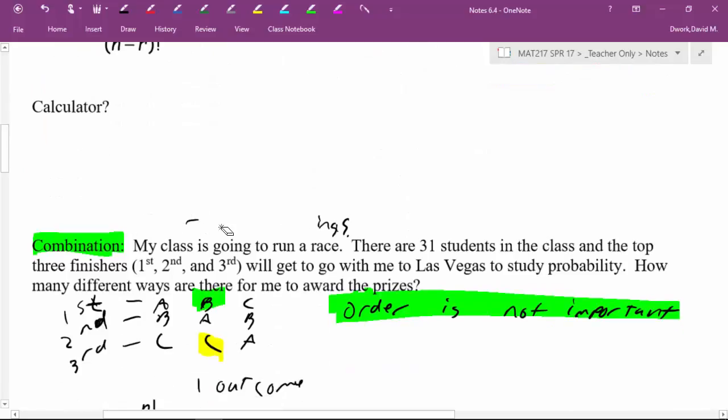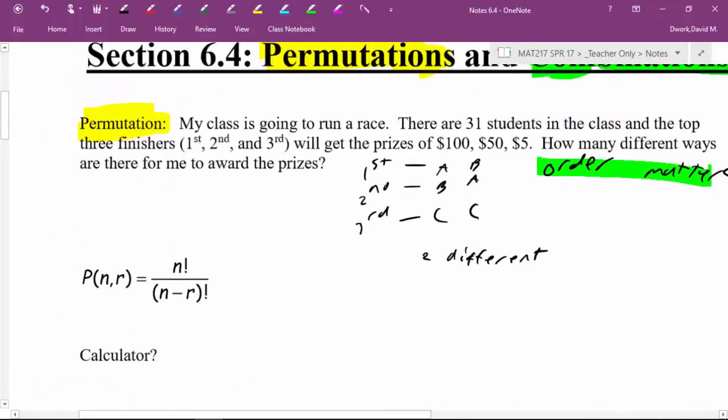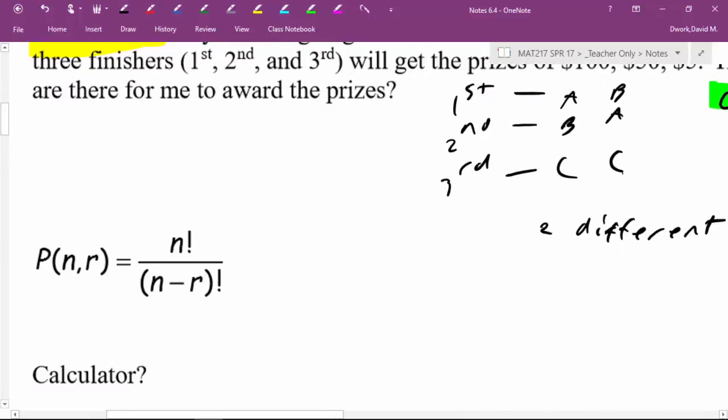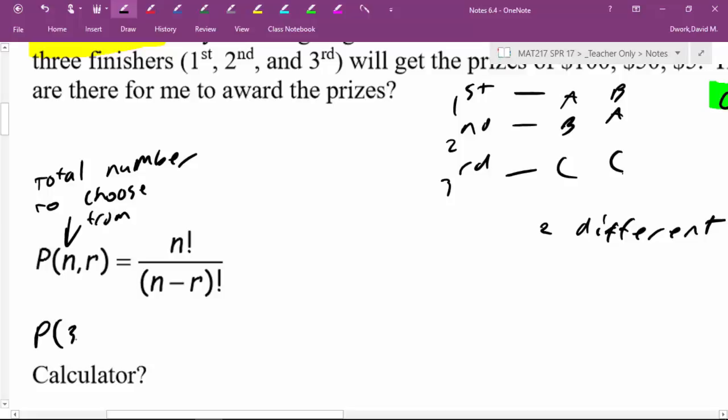Okay, now, let's move along. How do you calculate this? How do you calculate the number of different options? Well, we have a nice little formula for this. N stands for the total number of objects to choose from. So in this problem, I had 31 students, so therefore n is 31.